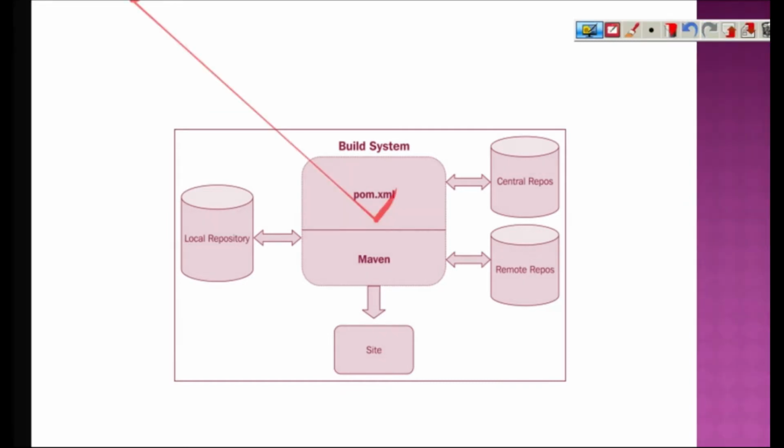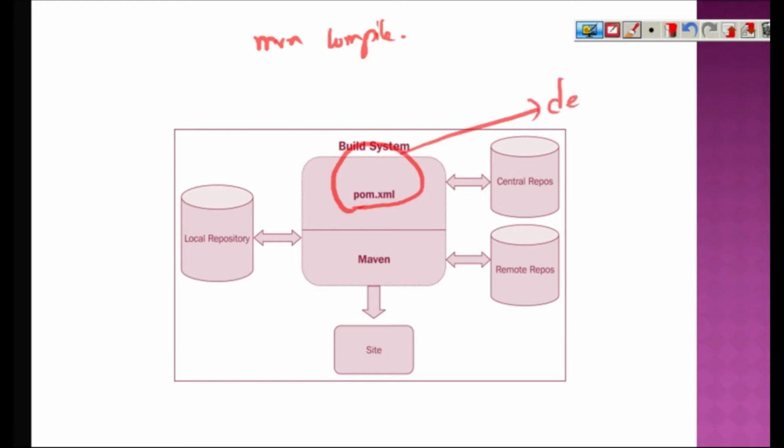Whenever you are running any command in Maven, let's suppose you are running a command called mvn compile from the command line, Maven will look for the information in the POM file. The POM file is like a heart for Maven. All the information about the dependencies of the project and all the plugins that are required for the project would be present in the POM file.